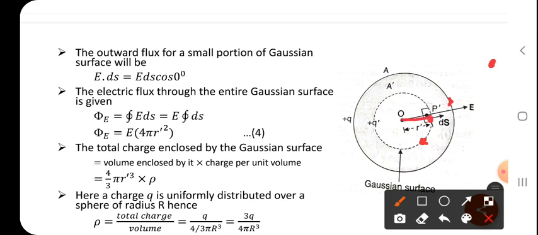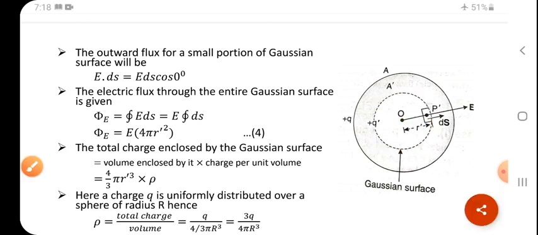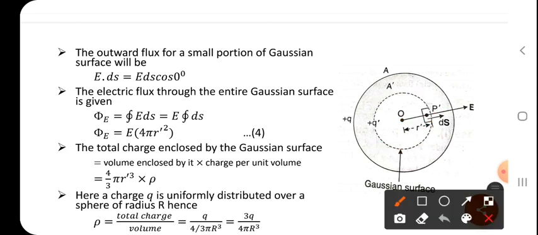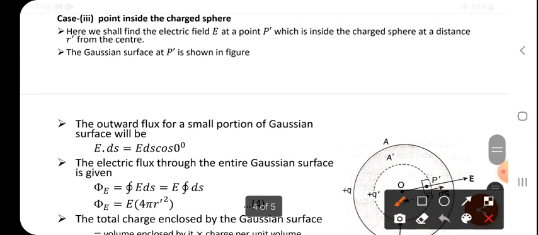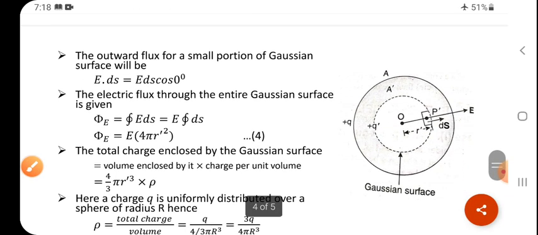Here the distance is r dash, and taking this point as reference, draw a Gaussian surface inside only. The Gaussian surface is drawn with a dotted line. Now see the equation. Here we shall find the electric field E at a point P dash which is inside the charged sphere at a distance small r dash from the center. The Gaussian surface through P dash is shown in the figure.